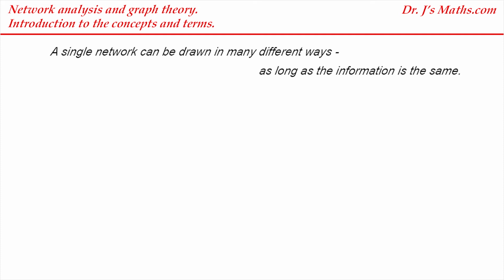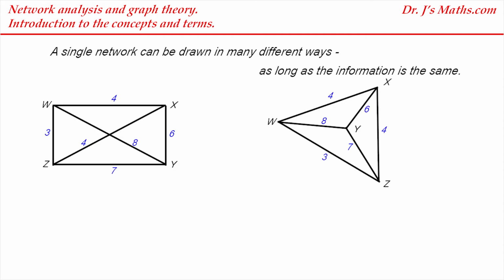It's going to be the same communication, but some networks are easier to read than others. Now I've got 2 pictures here. They're both exactly the same network, but they look different. So for example, on the left-hand one, W vertex to X vertex, the edge is 4, and in the other diagram, along the top line, from W to X vertex, the edge is 4, and so on and so forth.